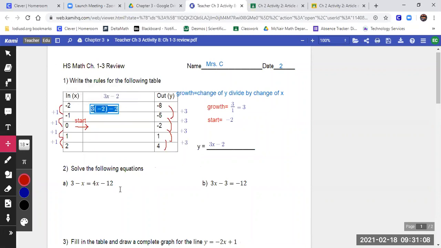I'm going to copy that because I don't want to have to keep writing it over and over. So I can just change the x value and make it quicker. I'm going to put them all in and change the x values and then go back and figure out what they are.